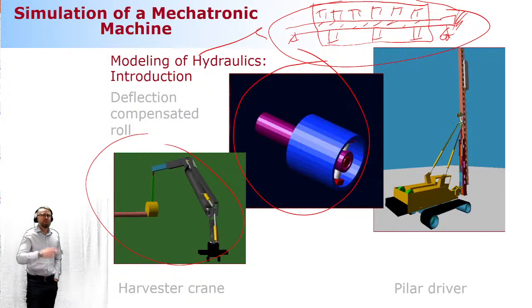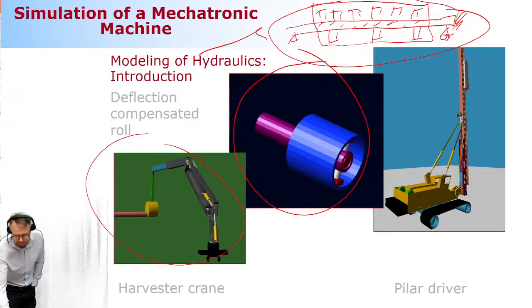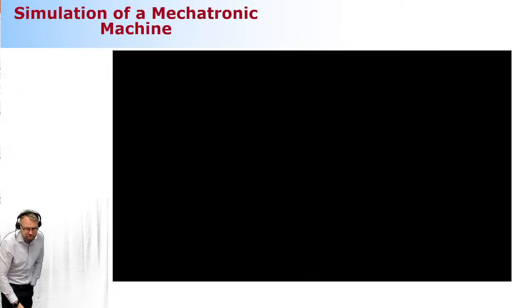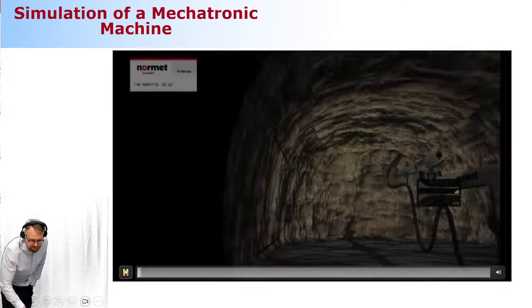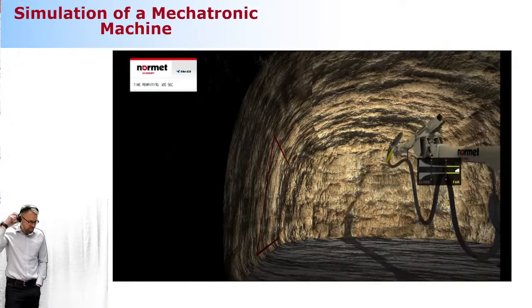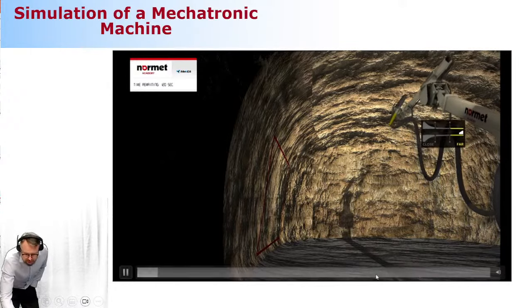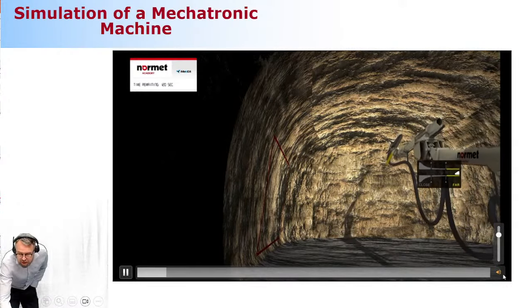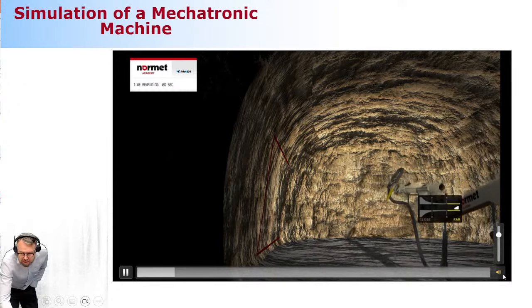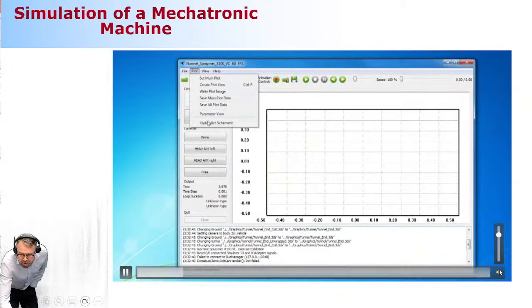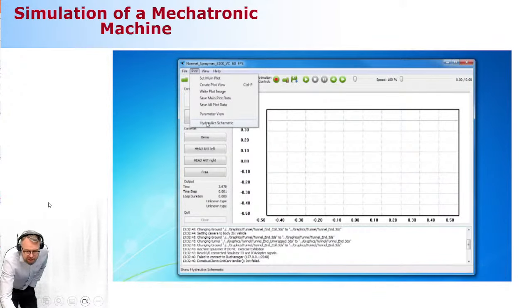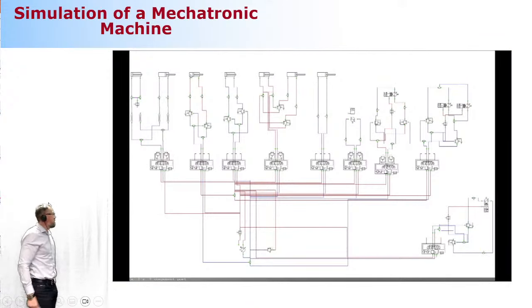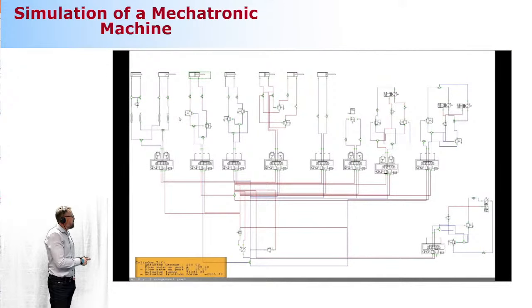Because the paper making process is all about the different rolls. Okay, and then there's a pilot drive, which is the entire heavy machinery. And it works like this. Let me see if this animation is okay. This shows a typical hydraulic circuit.